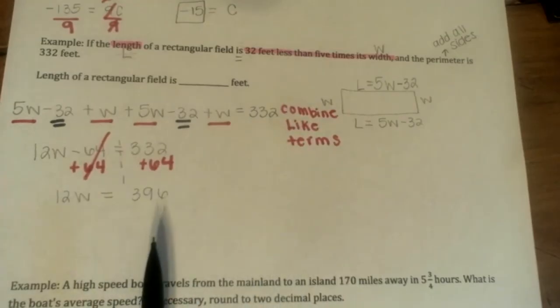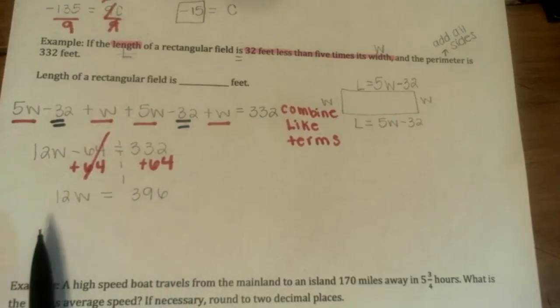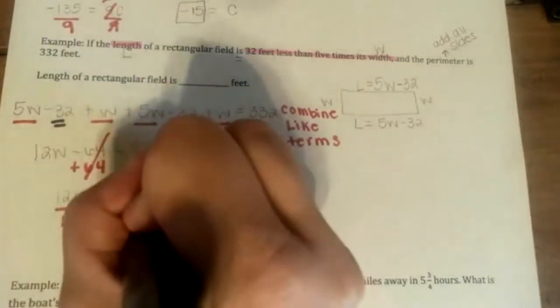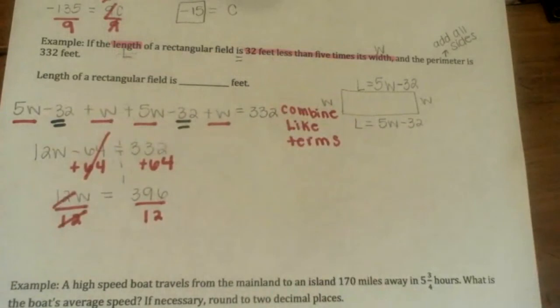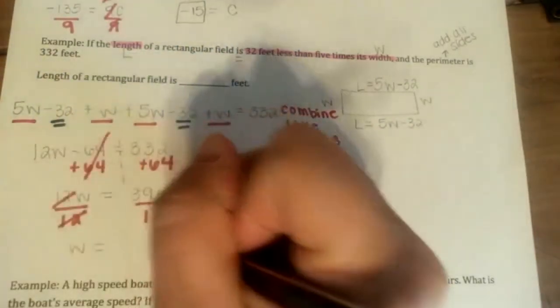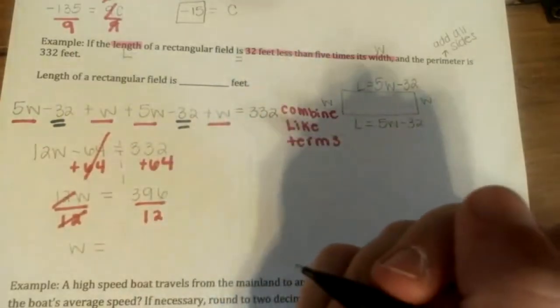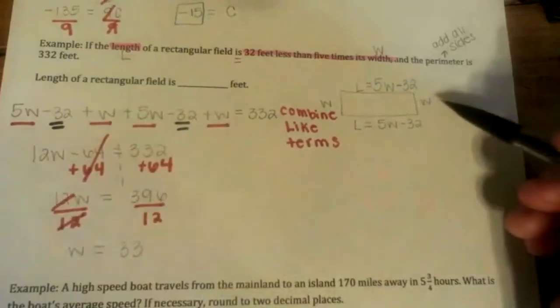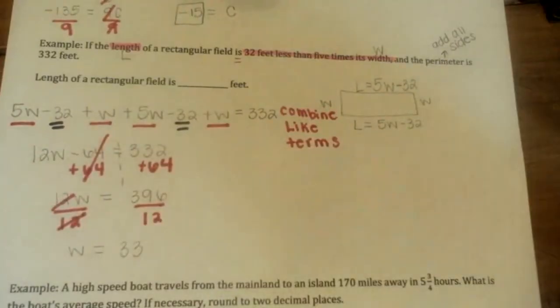So 12w equals 396. Last but not least, getting w by itself, it's 12 times w. So let's do the opposite. Let's divide both sides by 12. 12 divided by 12 cancels out, goes to 1. We're left over with w equals 396 divided by 12. 396 divided by 12 would give us 33. So we know that our width is 33.